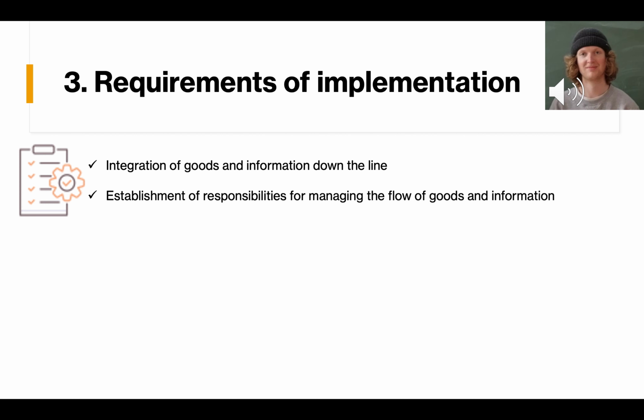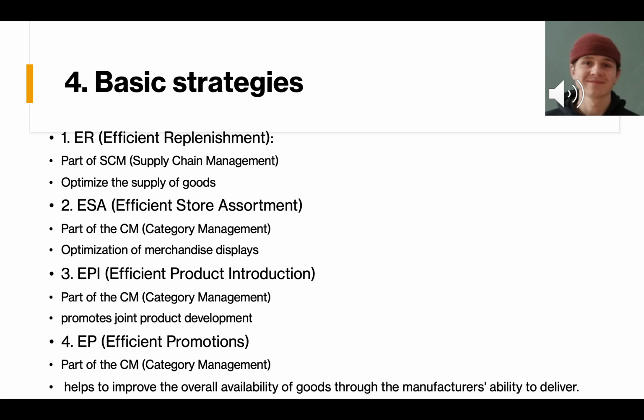Furthermore, the company needs to establish responsibilities for managing the flow of goods and information across the whole company or across all divisions, therefore overcoming the problem of divisional egoism. Now I will explain the 4 basic strategies that should help us to do what was mentioned before.